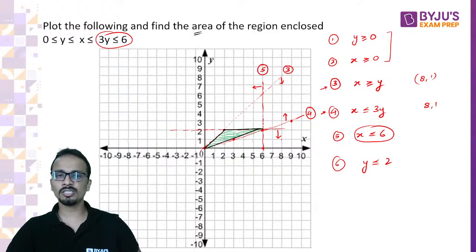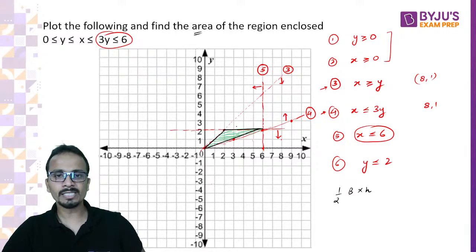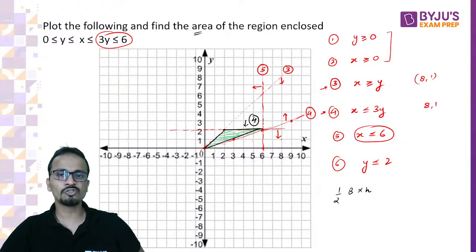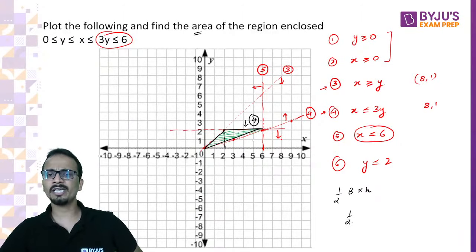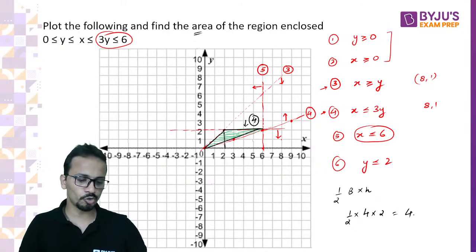The area of this region can be calculated by applying the area of triangle. Area of triangle is half into base into height. Okay. You can consider this line as base. So length of the base is 1, 2, 3, 4. So length of the base is 4 and the height of this triangle is 2 units. Okay. So this is the perpendicular height, which is 2 units. So we can say that area of this triangle will be half into 4 into 2. That is 4 square units.